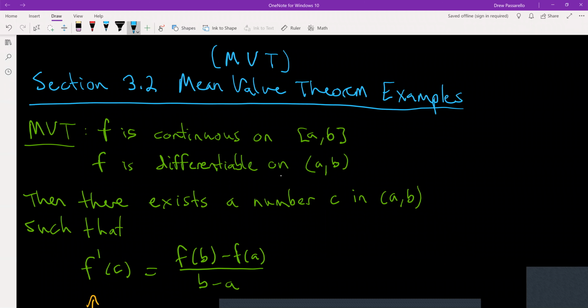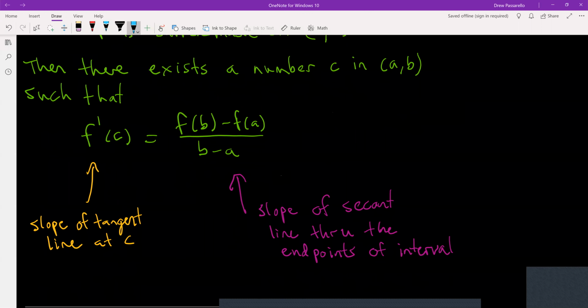Then there exists a number c in that open interval (a,b) such that f prime of c equals f of b minus f of a divided by b minus a. And so the derivative at the value c is equal to this fraction. And recall that f prime of c can be thought of as the slope of the tangent line at c. And then f of b minus f of a divided by b minus a, that's just the formula for slope. But in this case, we're dealing with the secant line that goes through the endpoints of the interval.